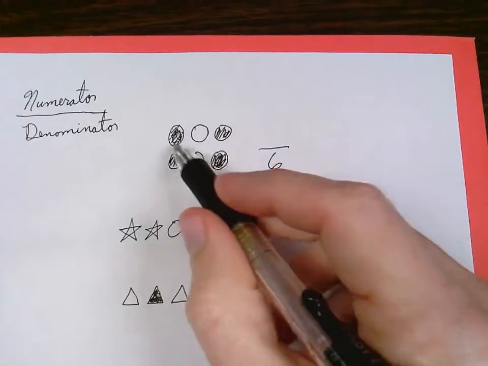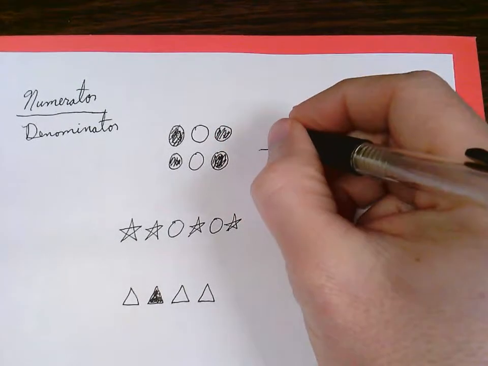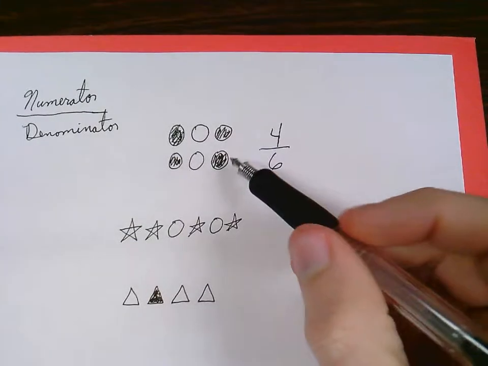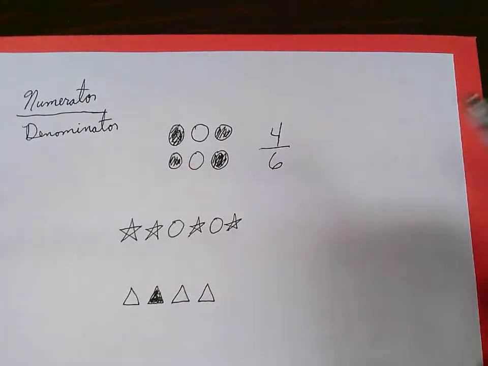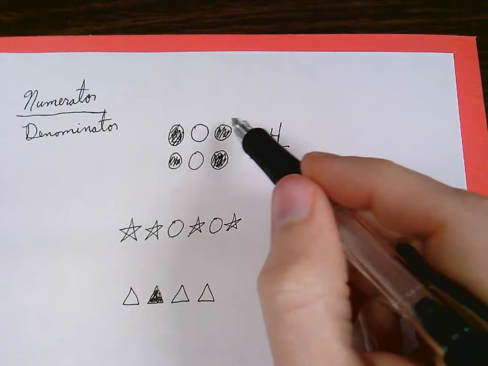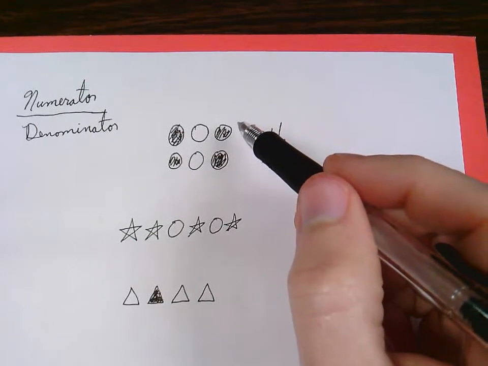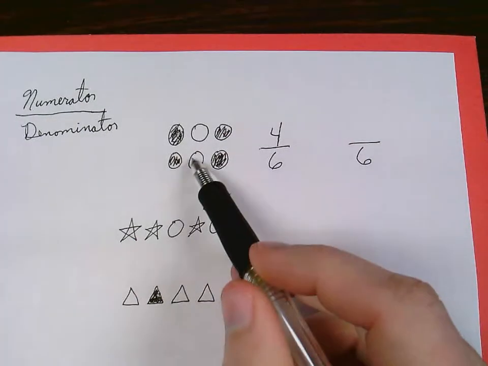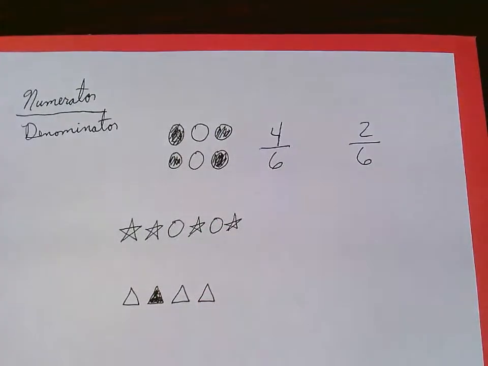And then I want to know what fraction of these shapes are shaded in. So the numerator is going to be 4. The numerator is always whatever they're asking for. So if I want to know the fraction of this that is shaded in, it would be 4 because 4 of those are shaded in out of these 6. Now if I wanted to know the fraction of shapes in this set that are not shaded in, I would still make my denominator 6 because there's still 6 parts there, but my numerator would be 2 because only 2 of them are not shaded in.